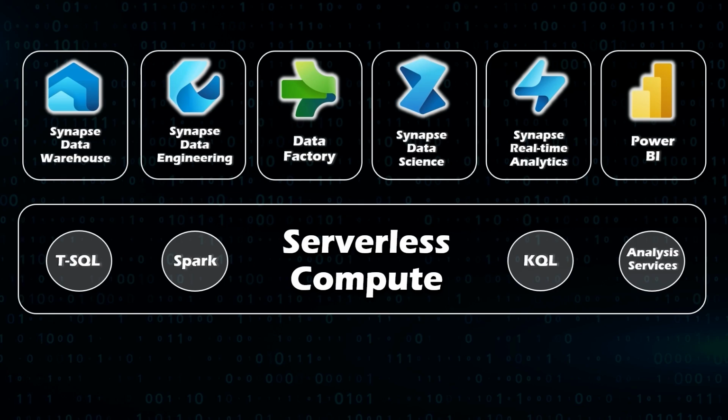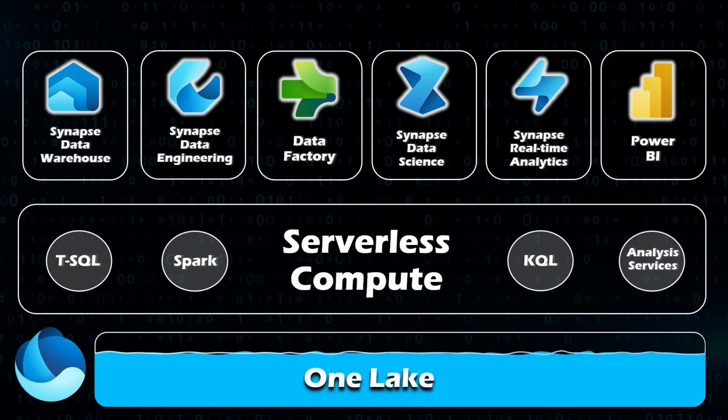Okay, now we have discussed the different components in Microsoft Fabric and also the different compute that each of these components uses. So now you might have a question: we have the components and the compute, but what about the storage in Fabric? Where does the data get saved in Fabric? For that, we have a concept called OneLake.